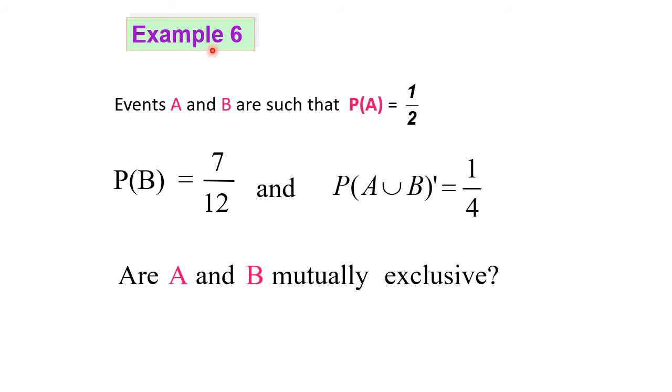Right, so next in example 6, we have two events. Given the probability of event A is 1 over 2, given also the probability of event B is 7 over 12, and the probability of the complement of the union of A and B is 1 over 4. So the question here: are A and B mutually exclusive? So what's an idea to solve this question?